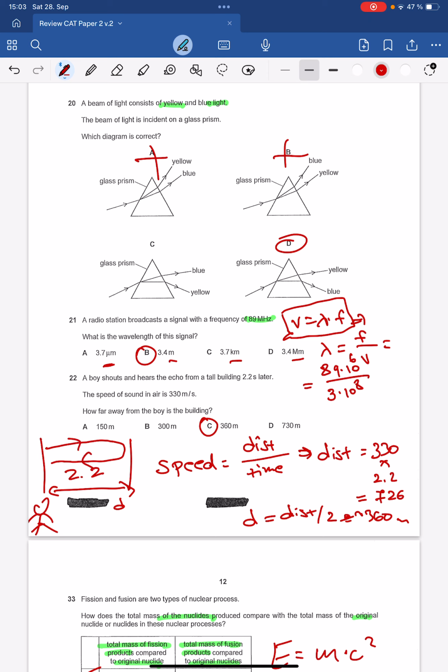So we know that the speed is distance over time. If you solve for distance, the distance that the whole signal traveled is 330 times 2.2, that's 726 meters, but that's both ways, hitting the wall and coming back. What you want is the distance between the boy and the wall, which is half of that, so 363 meters. Or simply you could have halved the time and said my time is going to be 1.1 seconds, okay?